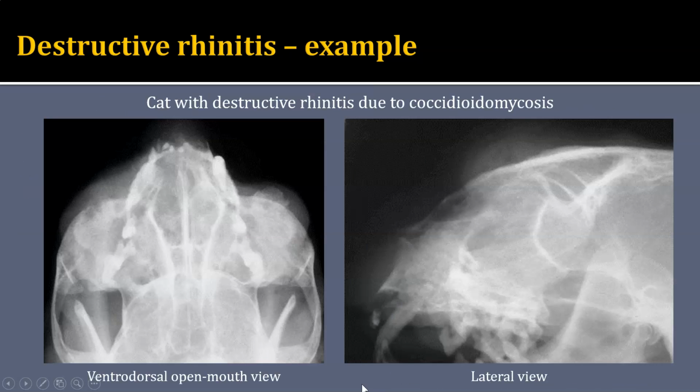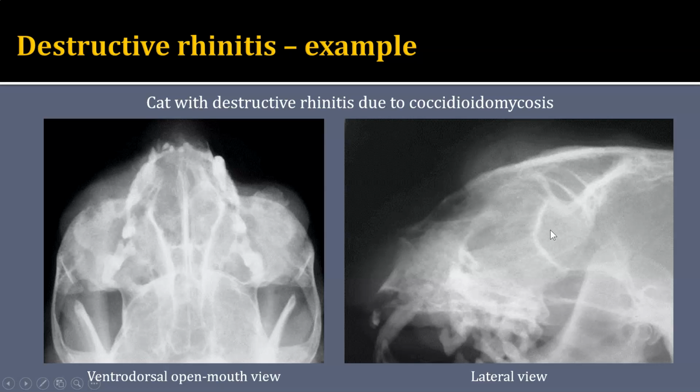Here's an example of a cat that has destructive rhinitis due to coccidioidomycosis. I have a ventrodorsal open mouth view. This cat has pretty diffuse disease, right and left-sided, so almost all of the nasal passages here have increased soft tissue opacity. But if we critically look, there's extension externally on the right, with increased soft tissue opacity, and there are areas of lysis affecting the maxilla here on the right. Also, this is the palatine bone that has lysis on the right compared to being able to see osseous structures on the left.